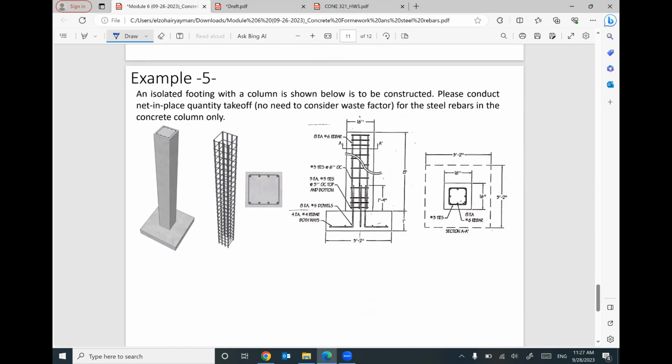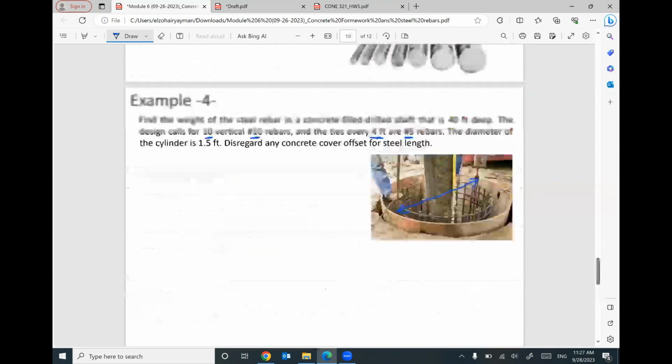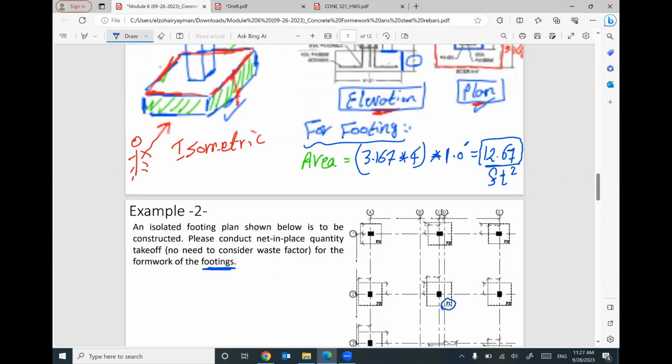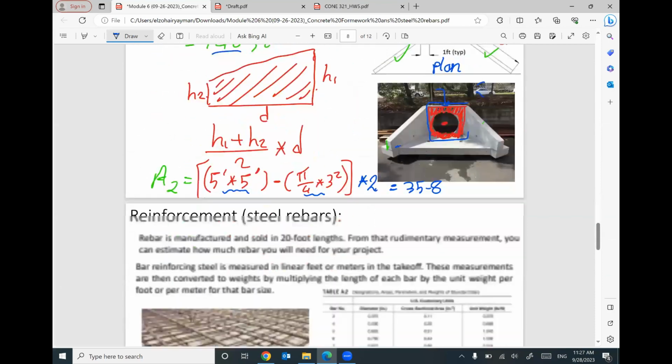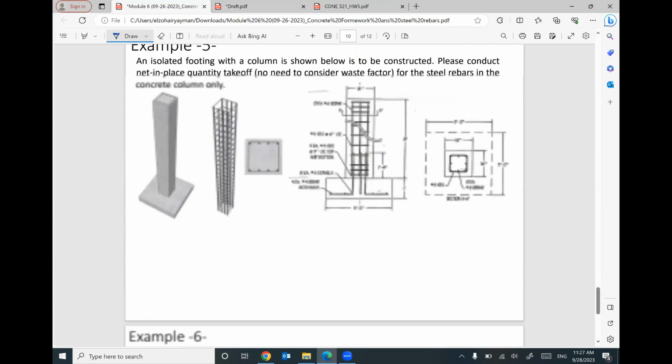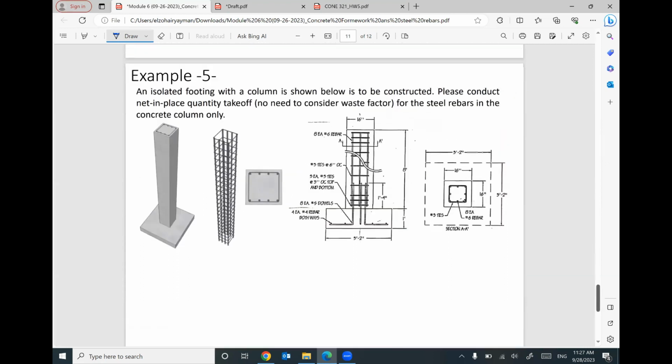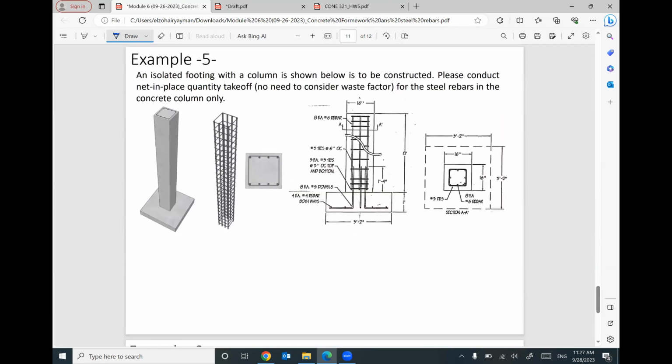One of you will say, hey, we did this example just a few minutes ago. Yes, we did, but we did it only for formwork. Just formwork to construct this footing and this column. But right now, I will figure out how much steel reinforcement is needed to construct this footing and this column. Actually, I'm looking for columns only, not footing, only column. What is the amount of steel rebars in the concrete column only?